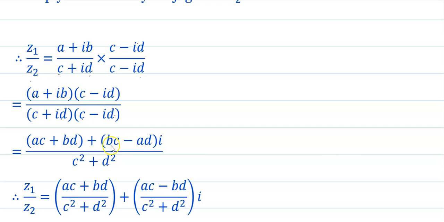Take I as common. Therefore, in the second bracket, what will be the imaginary part? BC minus AD in brackets, multiplied by I. The multiplication of these two brackets. What about here? Here we will get plus. A plus B, A minus B. Then here you are getting C square minus I square D square. But what about the I square? It is minus 1. This minus and minus that will become plus. That is nothing but C square plus D square.